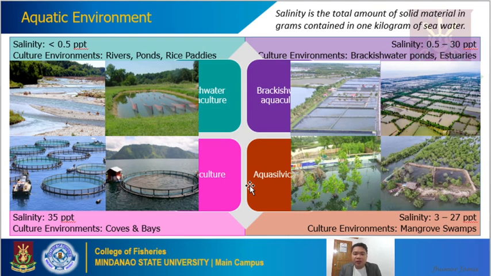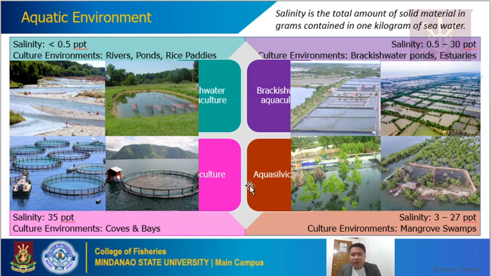Now, the next one is the mariculture, or the marine water aquaculture, wherein the salinity falls with an average of 35 ppt. Most of the areas that normally employ mariculture systems are in coves and bays where there are adjacent land masses. So 35 ppt is the average salinity for the mariculture.